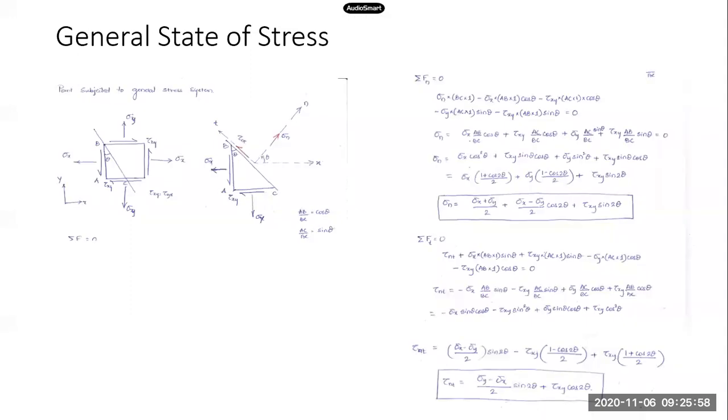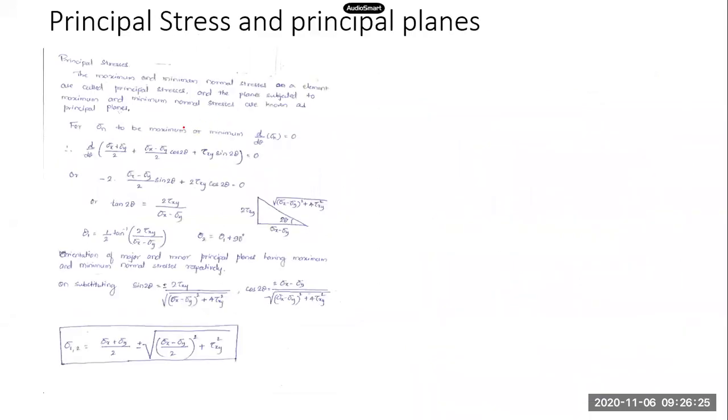This is one important derivation in this entire module. The rest of the other states of stress may be derived from this itself. If this is clear for you, every other state of stress can be obtained from this. Conditions of equilibrium have been used. Normal stress and shearing stress, we arrived at that on simplifying the conditions of equilibrium. Then we went for the maximum value of normal stress. We tried to derive that, so we differentiated the expression for normal stress.